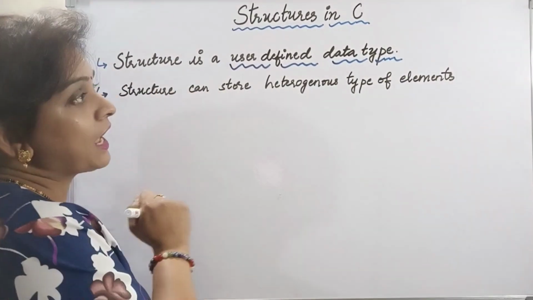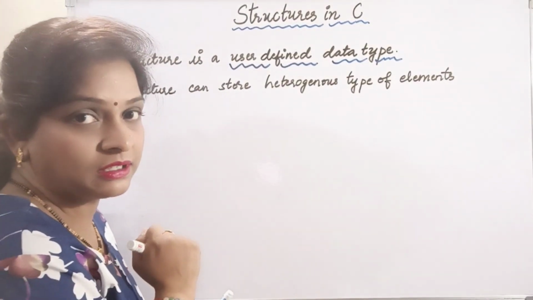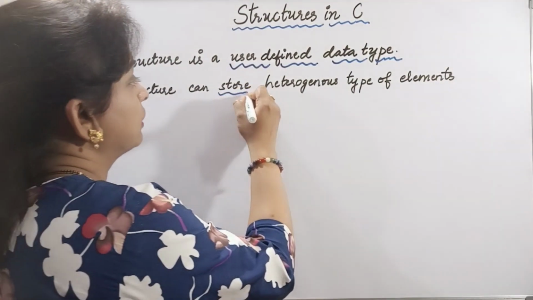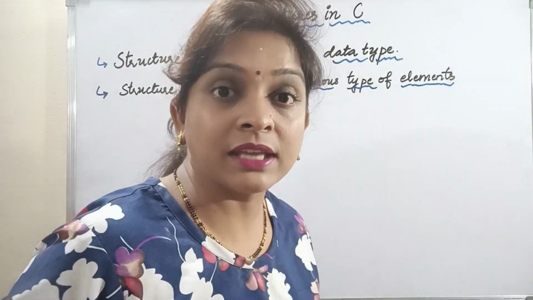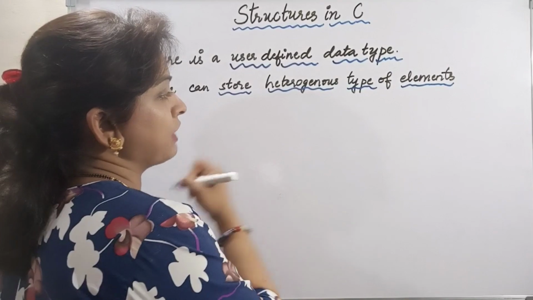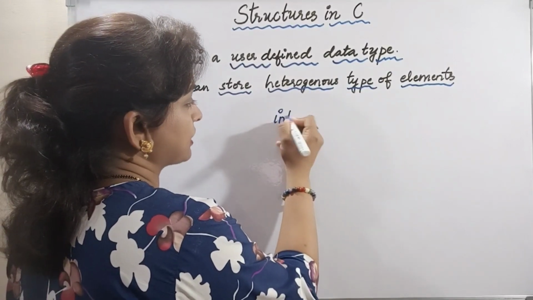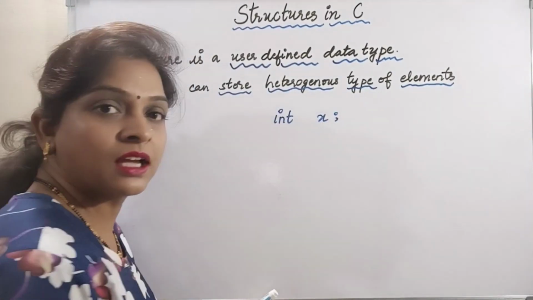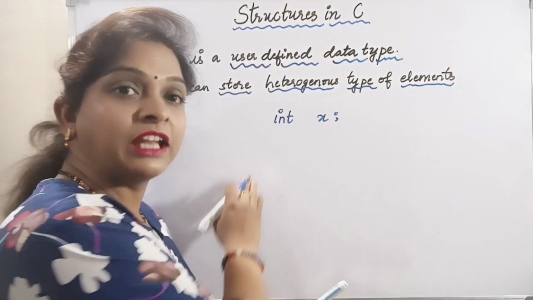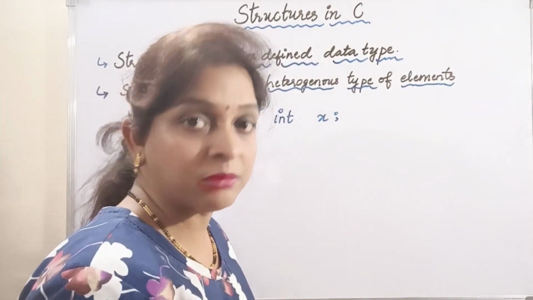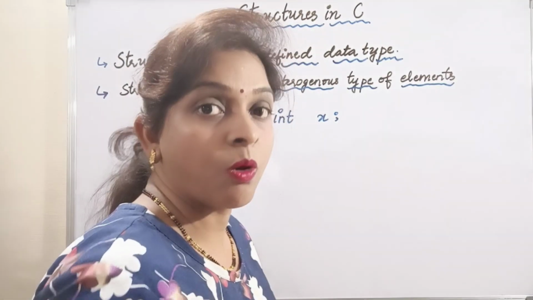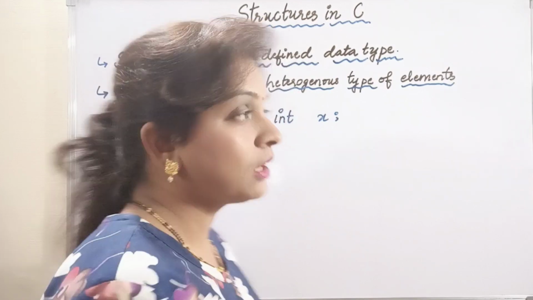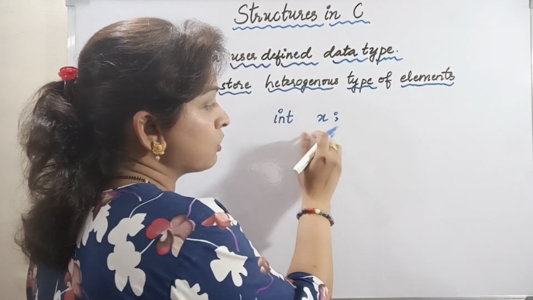And what is the structure going to deal with? It is going to store heterogeneous type of elements. So what are these heterogeneous type of elements? Elements of different types. See, for example, we have seen normal variables. I just say int x. When I say int x, I know that this variable is of integer type, which is a fundamental data type that can store a single element of whole number. Integer means whole number. So this variable can store only one value.